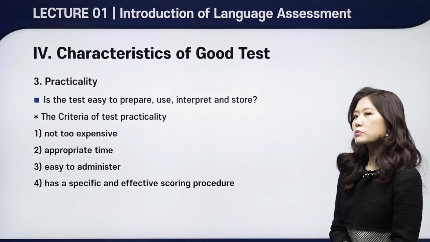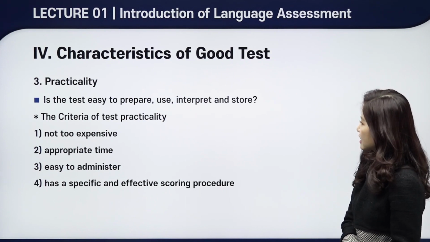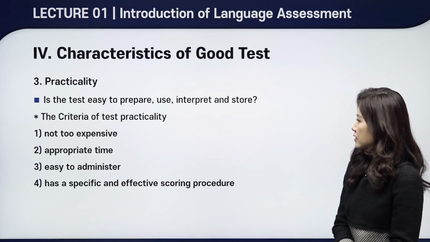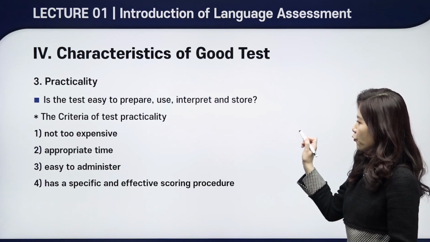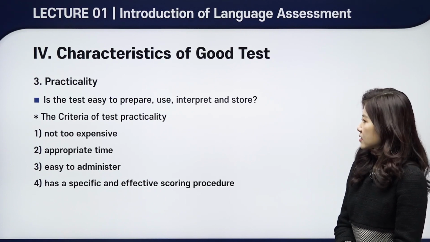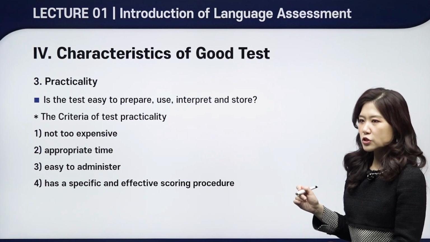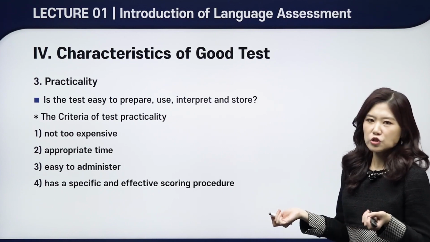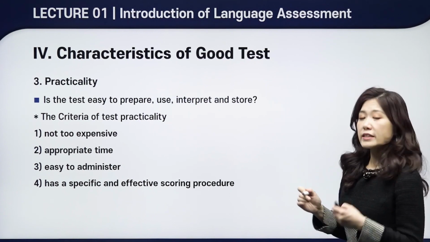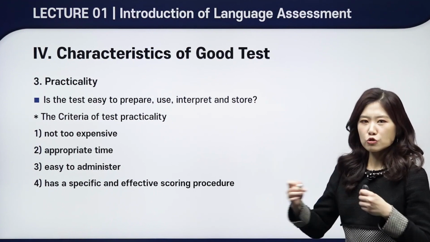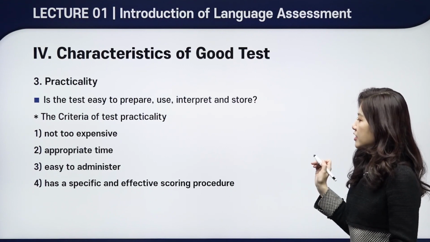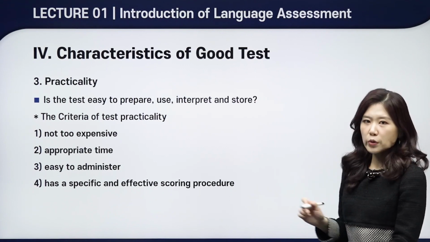Okay, and in terms of practicality, is the test easy to prepare, use, interpret, and store? All right, so let's have a look at these 4 different elements. We have to make sure that the test is not too expensive. If it's too expensive, then teachers and students will not be able to afford it. Appropriate time, duration. Like we said before, it shouldn't be too long or too short. It should be easy to administer. And you should have a specific and effective scoring procedure as well.